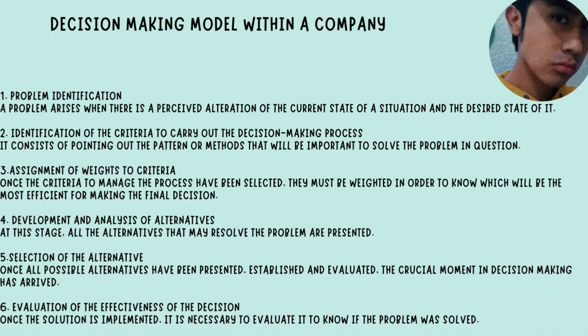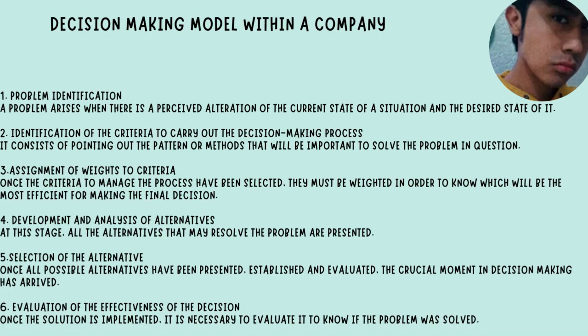Point 3. Assignment of weights to criteria. Once the criteria to manage the process have been selected, they must be weighted in order to know what will be the most efficient for making the final decision. Point 4. Development and analysis of alternatives. At this stage, all the alternatives that might resolve the problem are presented.